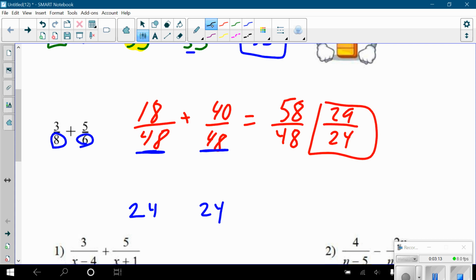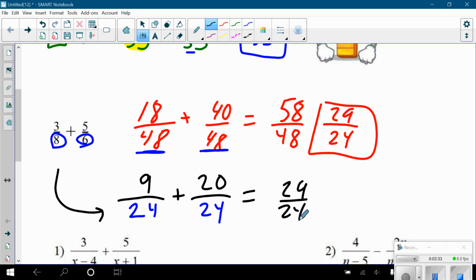Okay, so let's do this problem using 24. Well, 8 times 3 is 24, so I'm going to do 3 times 3 and get 9. 6 times 4 is 24, and 5 times 4 is 20. 9 twenty-fourths plus 20 twenty-fourths is 29 twenty-fourths. You get the same answer. With algebra fractions, that won't happen. You have to pick the least common denominator. So just keep that in mind.